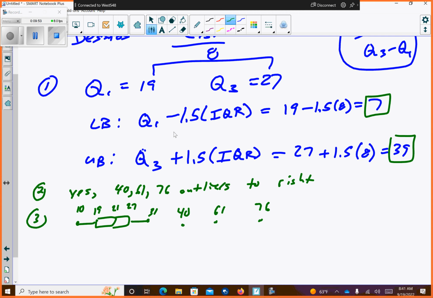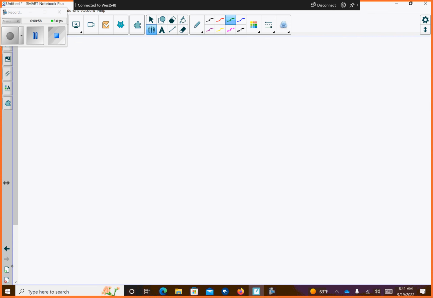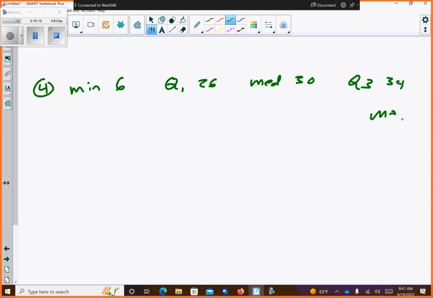All right, so let's move on. For problem number 4, 5, and 6, they give us the 5-number summary. So we have a min at 6, we have a Q1 at 26, median at 30, Q3 at 34, and a max at 44. Can I plug this into Desmos to see what the graph looks like? No, it's already the 5-number summary, so it's not going to plug into Desmos to do it.